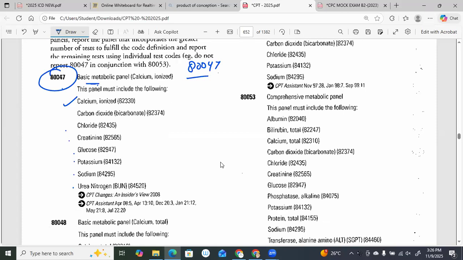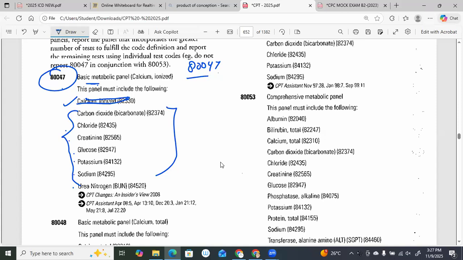Let's say there is a case where the calcium ionized is not being measured. If the calcium ionized is not measured, then in that case you have to bill each component separately. You are not going to bill the panel because the complete components were not reviewed. We bill the panel only if all the components have been reviewed. If all components were not reviewed, we are not going to bill the panel. We have to bill each component separately.